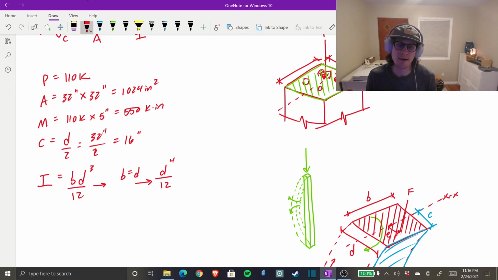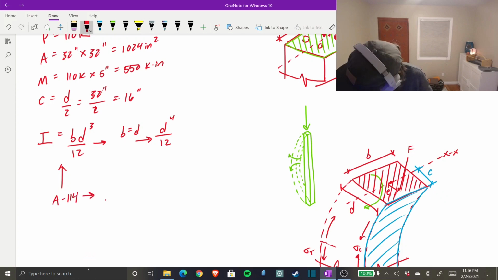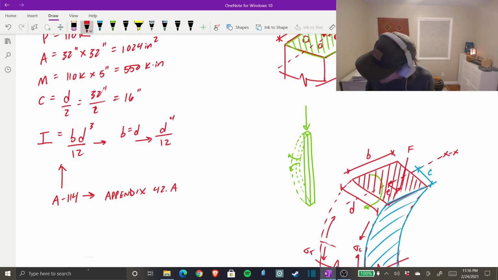If you're wondering how you remember those off the top of your head, what if I can't remember because I'm remembering so much for this PE exam? This equation, again, in the CERM, I actually have it tabbed as just an I. If you go to the appendices in the back, A-114 is the page number, and it's Appendix 42.A. You'll see centroids and area moments of inertia for basic shapes. So all of that information is laid out back there for you.